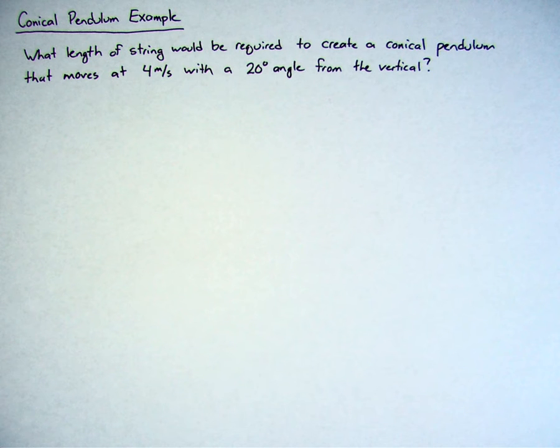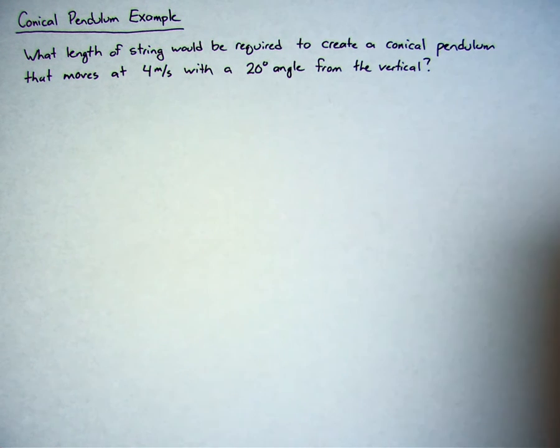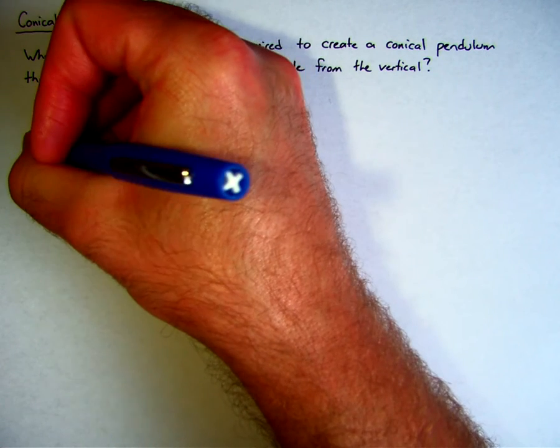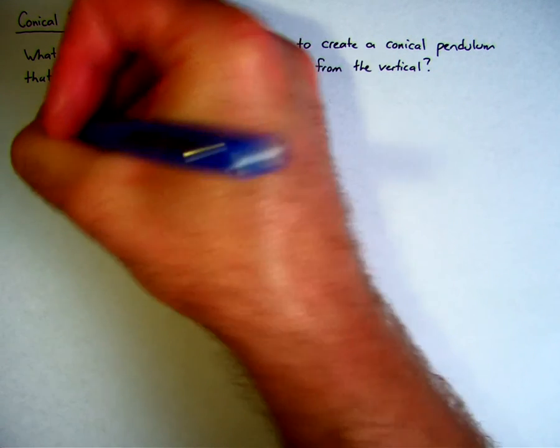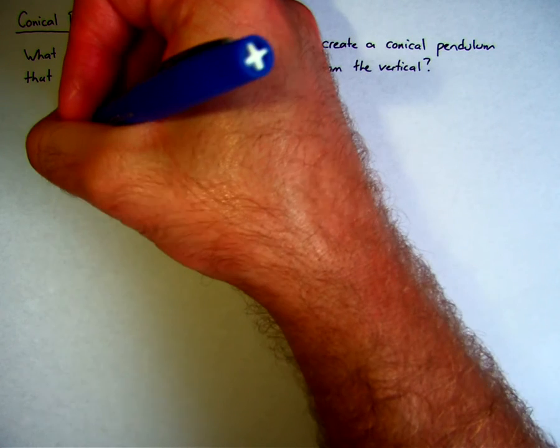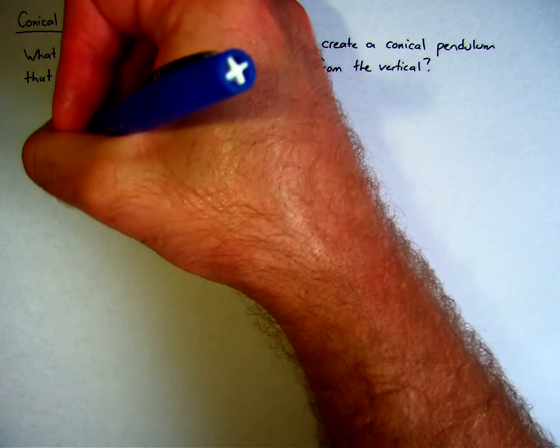This example problem is one of a conical pendulum, which in reality is just a two-dimensional dynamics problem with the addition of centripetal force, so circular motion involved. If I draw out what happens here, we know that the pendulum's moving in a circle, and if this is the center of the circle, this is, let's say, the pole that we have.